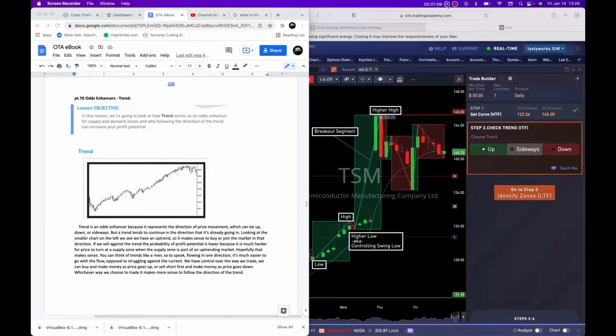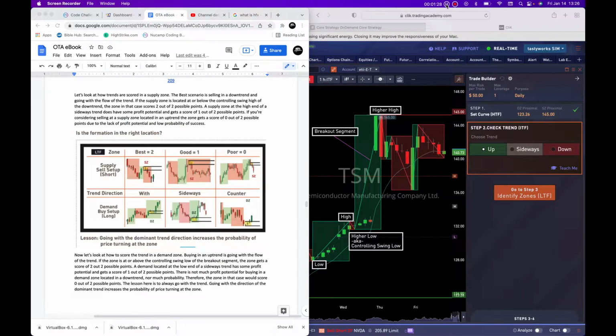Now, we do have control over the way we trade. We can buy and make money as price goes up, or we can sell first and make money as price goes down. Whichever way we choose to trade, it makes more sense to follow the direction of the trend. Let's look at how trends are scored in a supply zone.